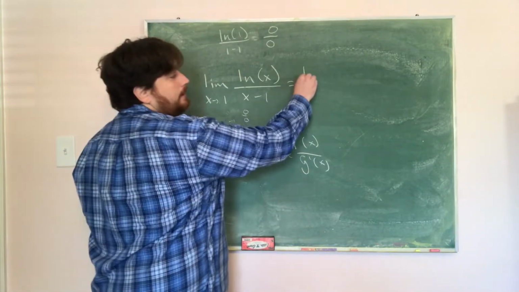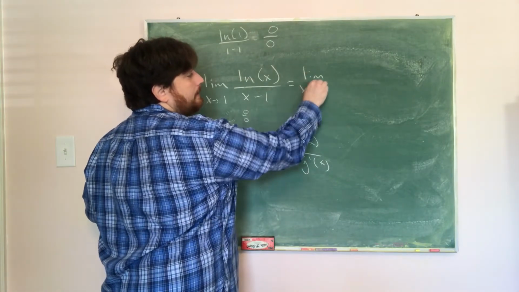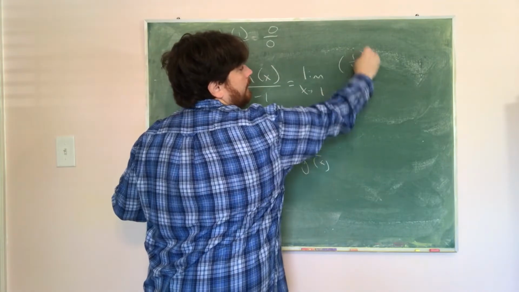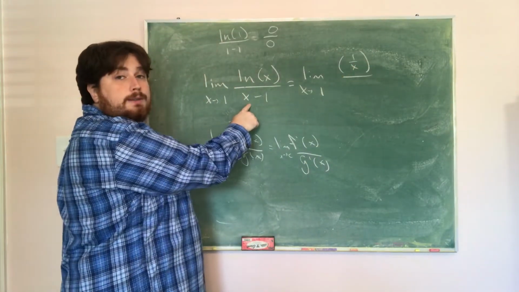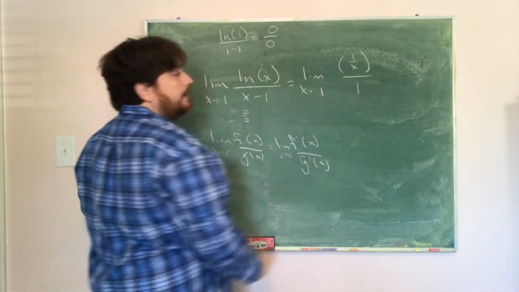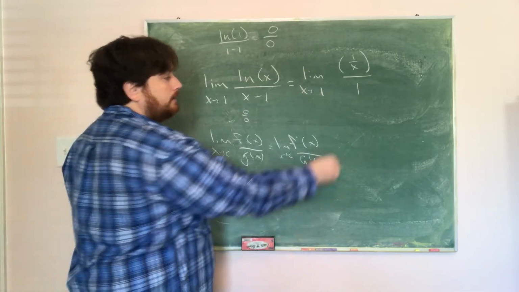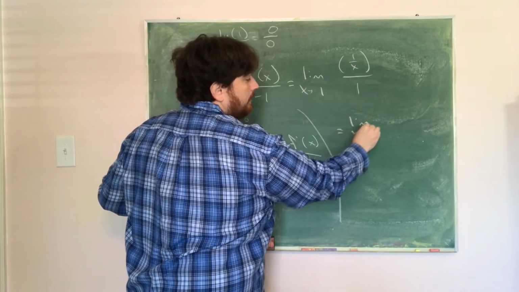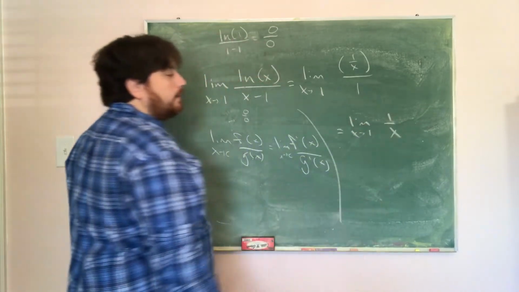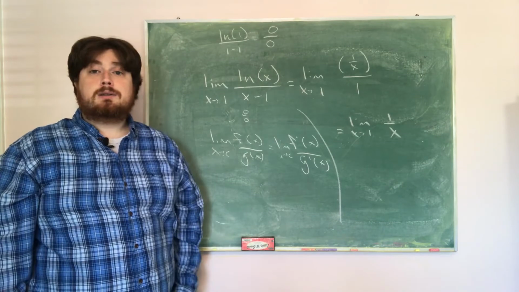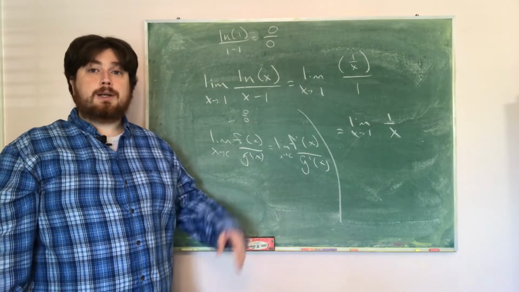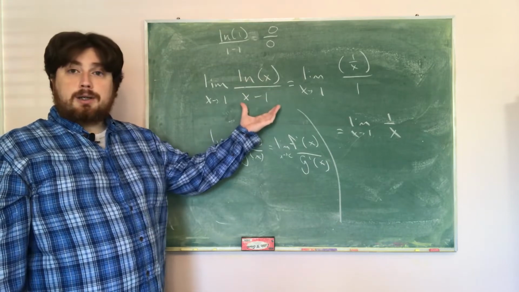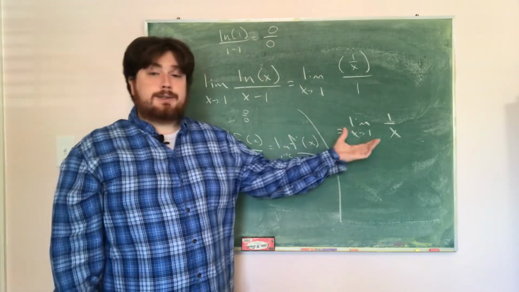Because we get 0 over 0, we can use L'Hopital's rule, so what we find is that this is going to be equal to the limit as x goes to 1 of the derivative of natural log of x, which is 1 over x, over the derivative of x minus 1, which is just 1 minus 0, which is 1. And so what we get here is the limit as x goes to 1 of 1 over x over 1, which we'll simplify into 1 over x. Now what we've been able to do using L'Hopital's rule is turn this seemingly complicated limit into an easier limit.